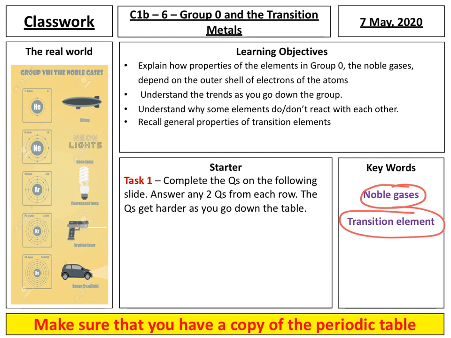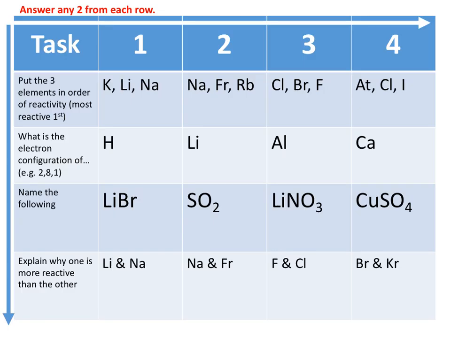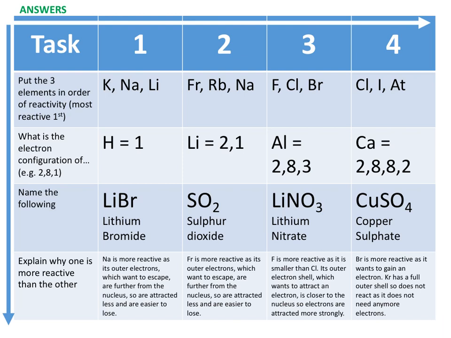Try completing the questions. Answer any 2 questions from each row. Rows go across. The questions get harder though as you go down the table. So have a look, pause the video, pick any 2 from each row, complete them, and then work your way down. I would be thinking a good 5 to 10 minutes on this. So pause the video and have a go. The answers are about to come up. So there we go. There are the answers.